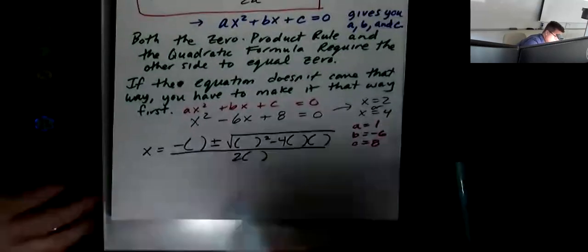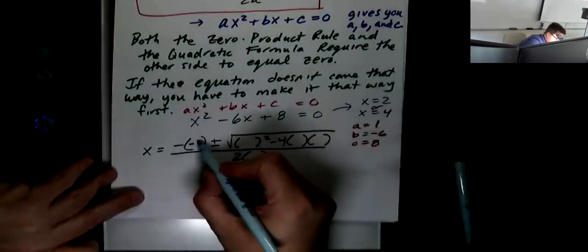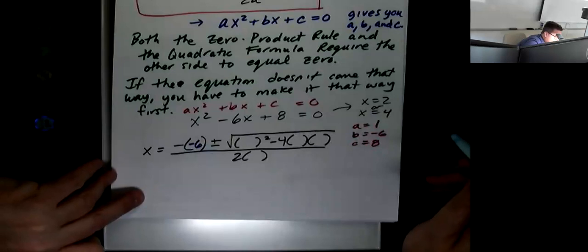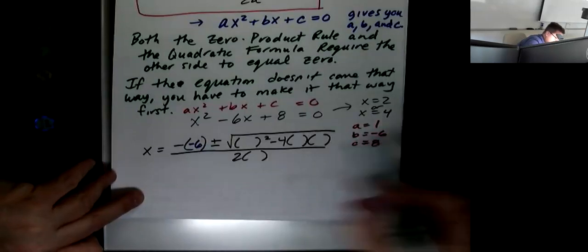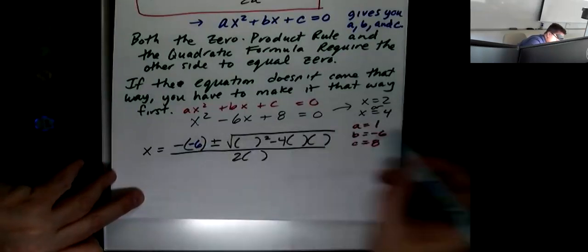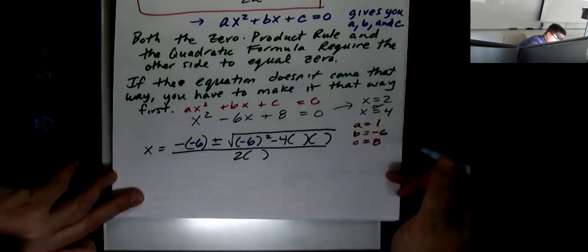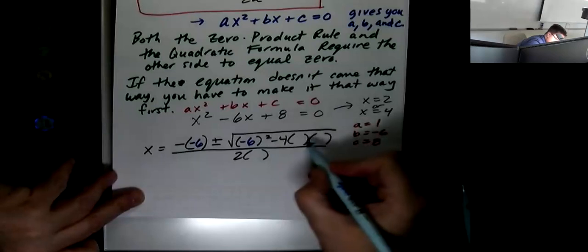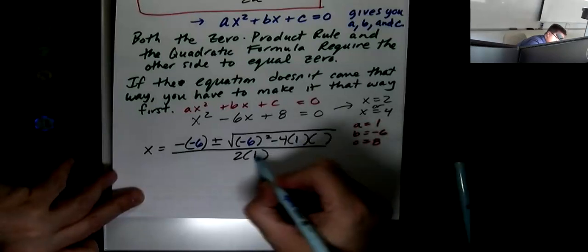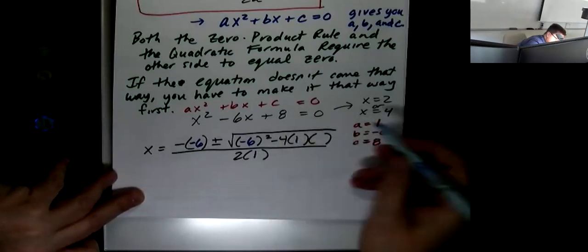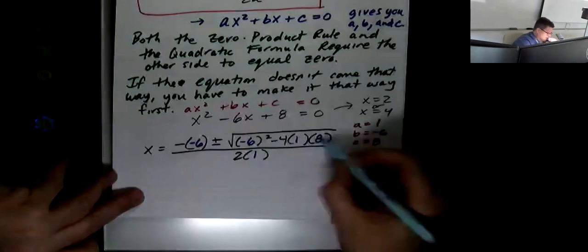So the first thing you need is b is -6. That negative is different than the minus out front. So we gotta have both minuses there, and b goes here, that's -6 there. A is in the parentheses, there's a 1 there, and there's a 1 there. And C is that last number right there.